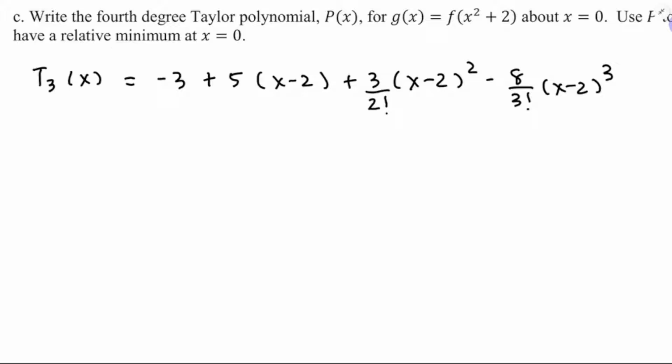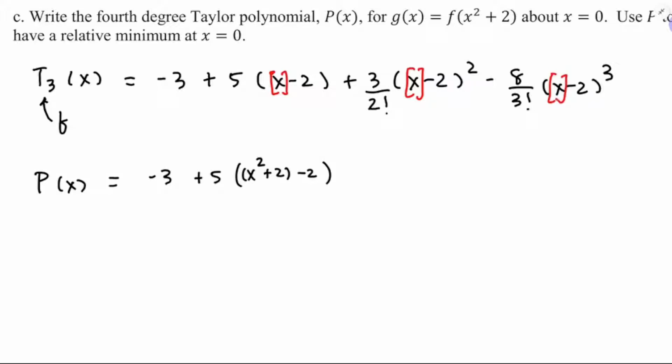So if this is a Taylor polynomial for f, right? Okay, so a fourth degree Taylor polynomial for g is going to be, I'm just going to plug in x squared plus 2 wherever I saw x. So negative 3 plus 5 times x squared plus 2 minus 2. Right, so I'm just plugging in on this and this and that. And each time when I plug in that x squared plus 2, I'm going to subtract away that 2 and it's going to work out really nicely.